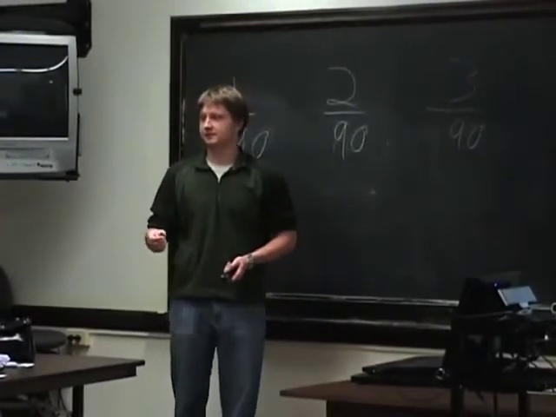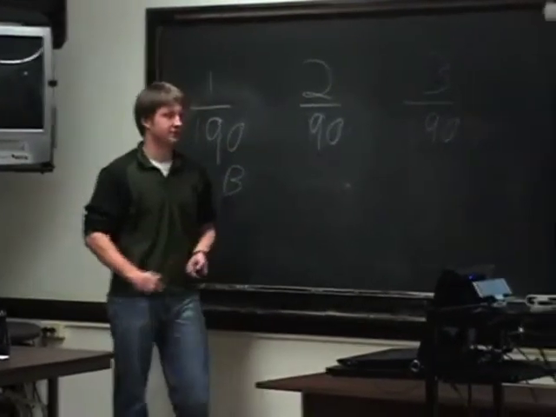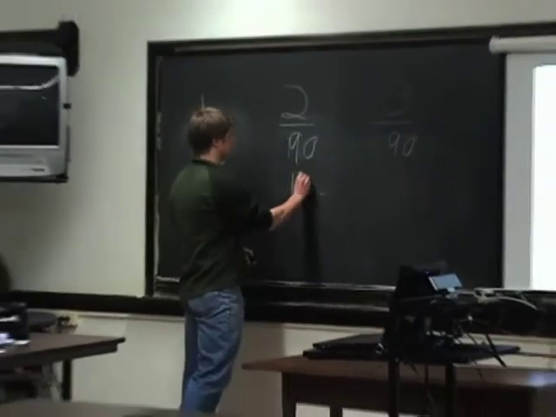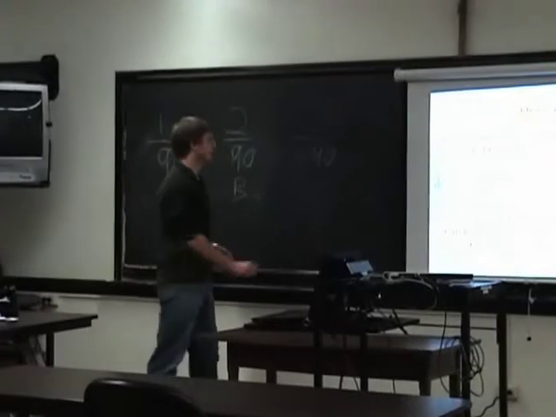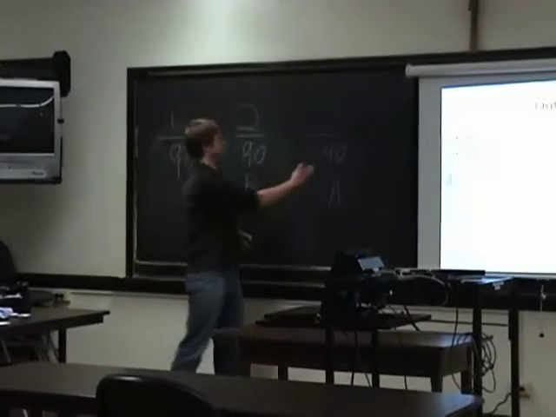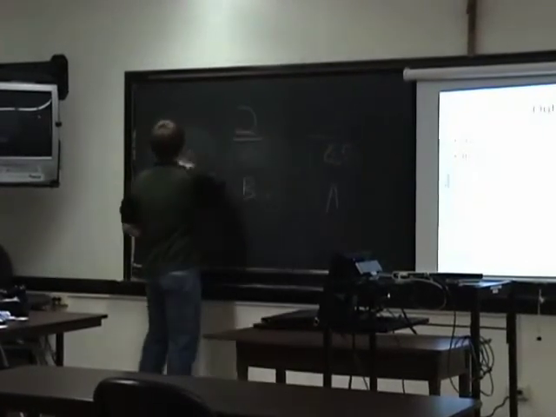B. Okay, B. Team 2. B. Team 3. A. What's the answer? Team 3 is correct, so they have 85, and then you guys lose 10. So you guys are at 80.